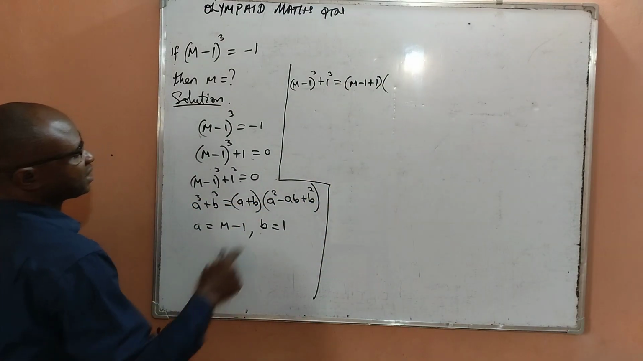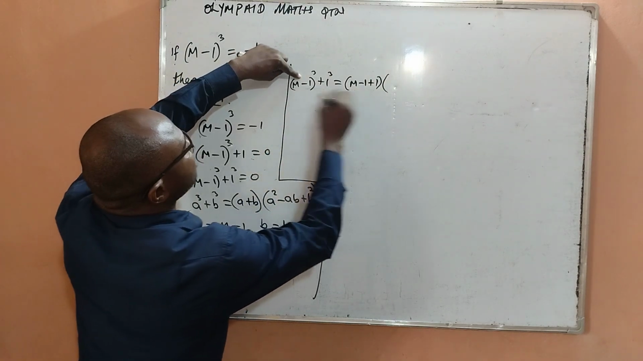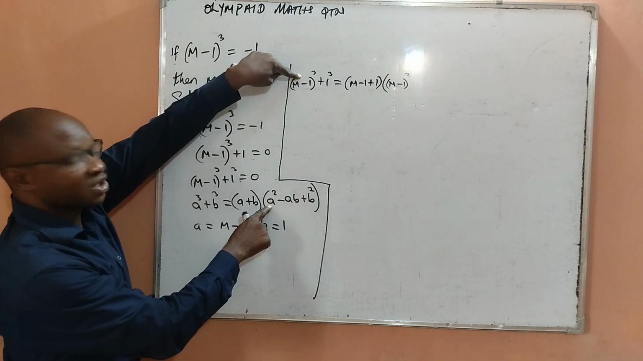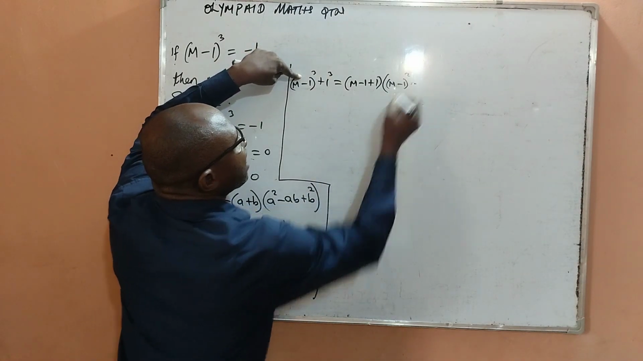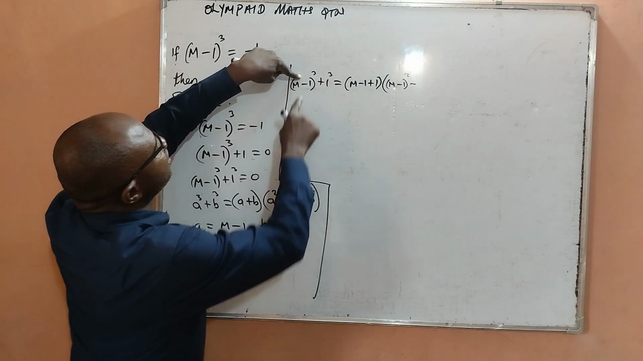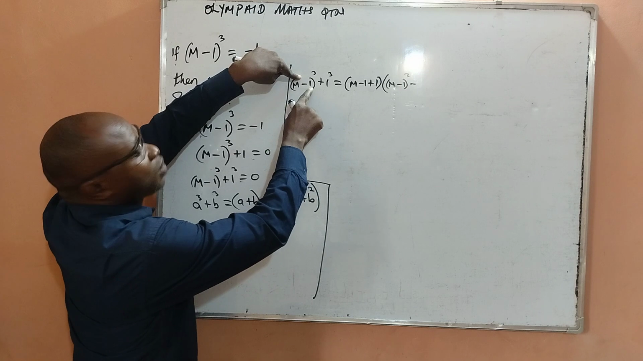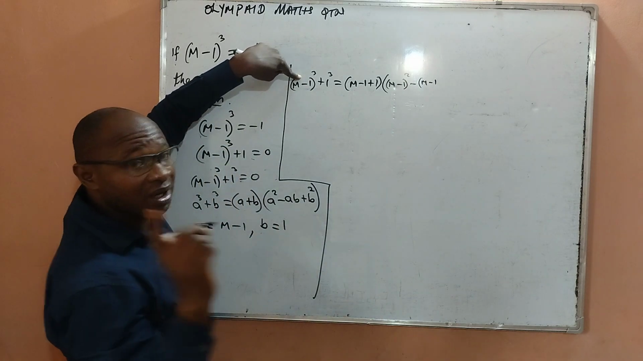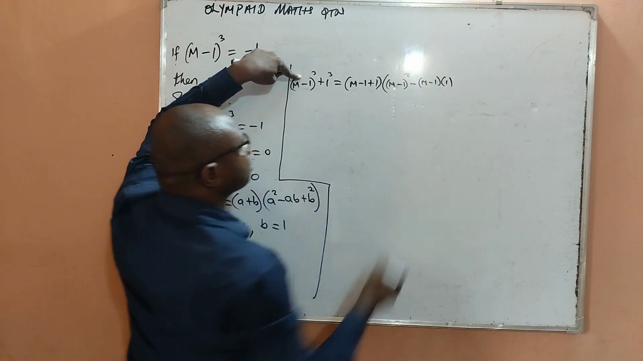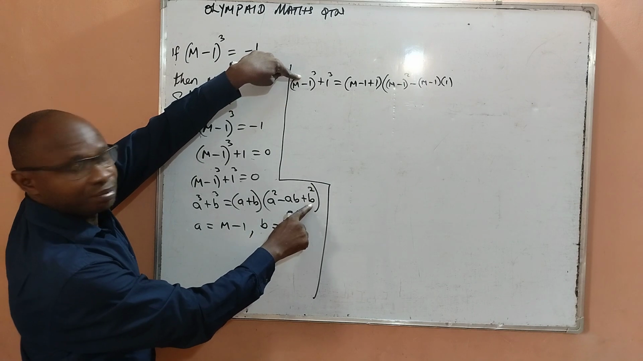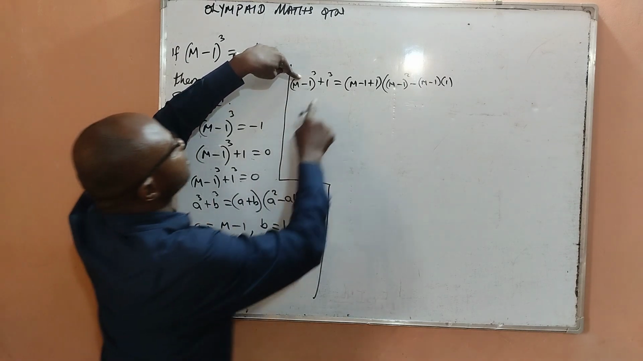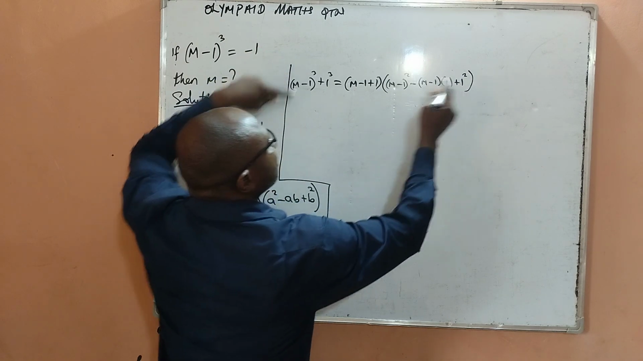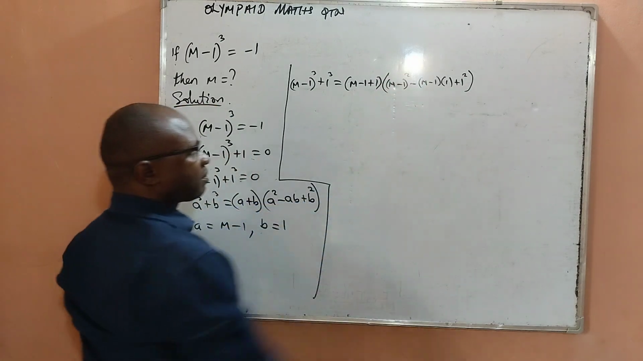Then, into the second bracket, I have a squared, and the a is n minus 1 squared. Then minus ab, and the ab now is n minus 1 multiplied by 1. Then plus b squared, and the b here is 1, so plus 1 squared. This is the second bracket.